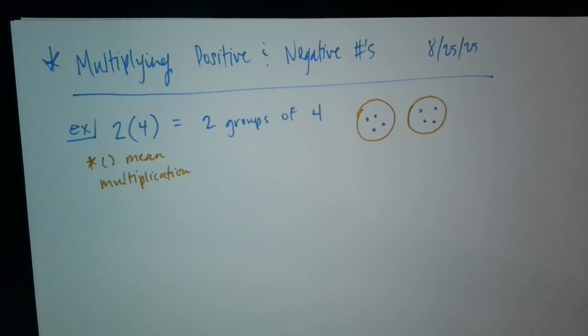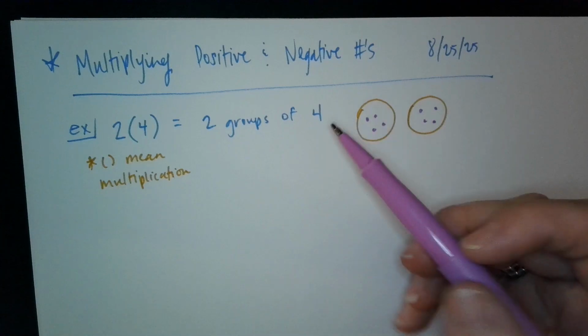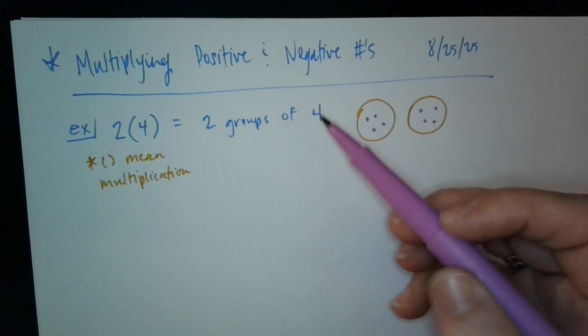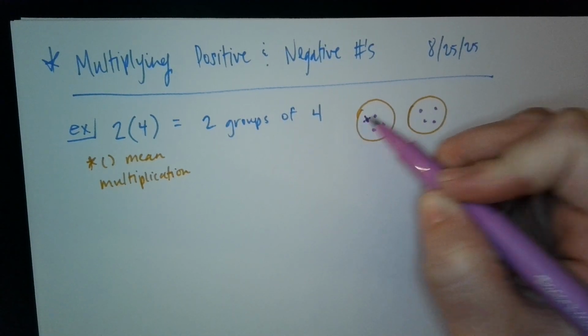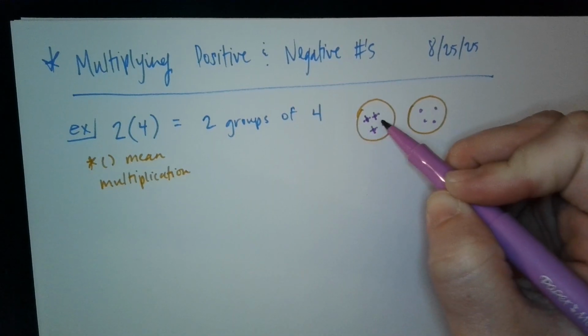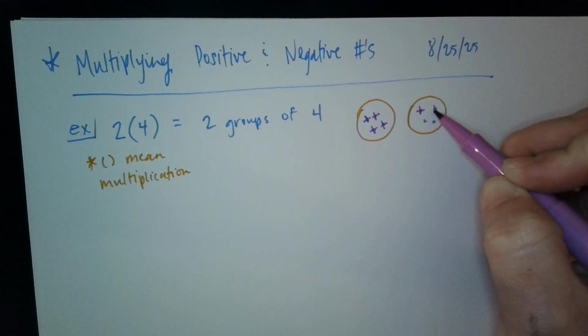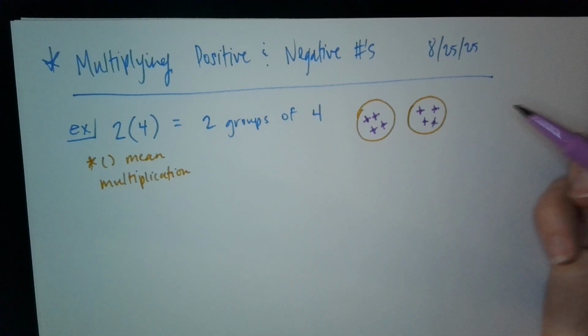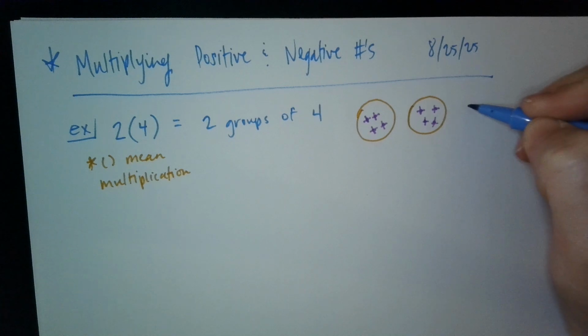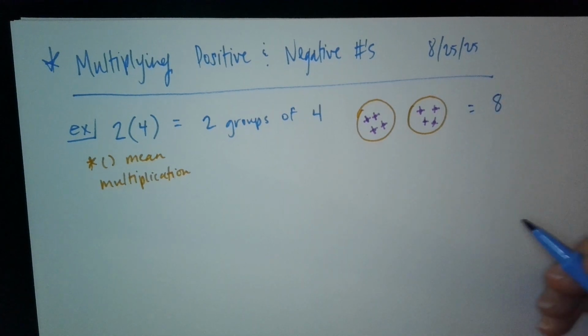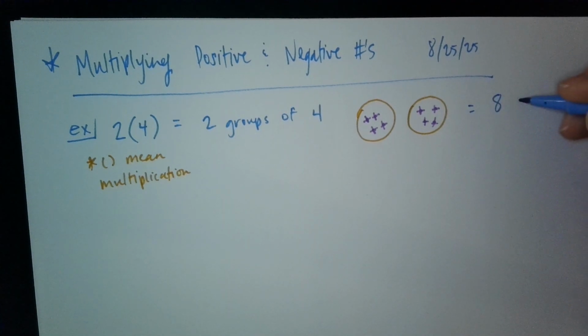And actually, I'm gonna change this. It's 2 groups of positive 4, right? So I'm gonna draw little pluses. 1, 2, 3, 4. 1, 2, 3, 4. My bad. Yeah, there we go. Alright, so if I have 2 groups of 4, how many do I have total? Yeah, they're 8. And are they positive or negative? They're all positive. So, of course, we get a positive answer.